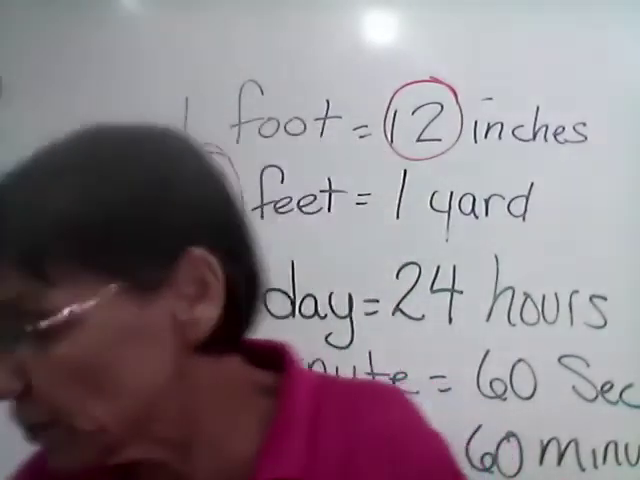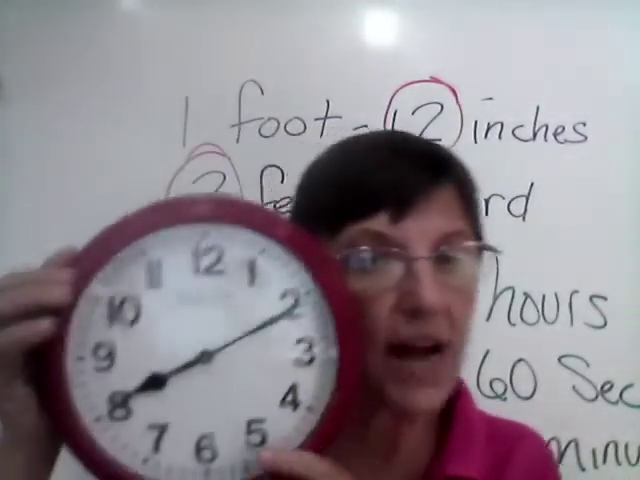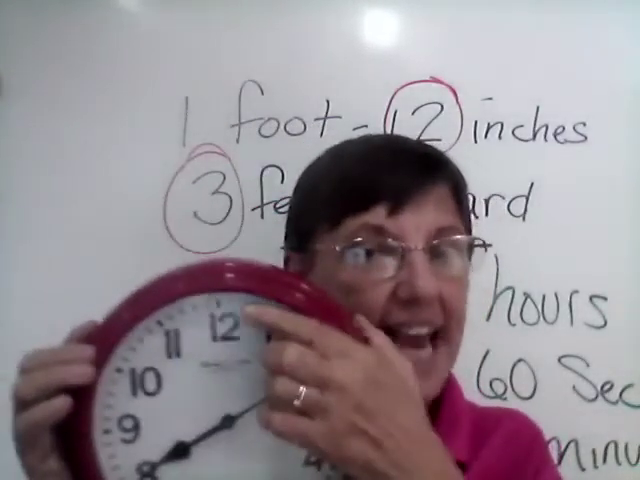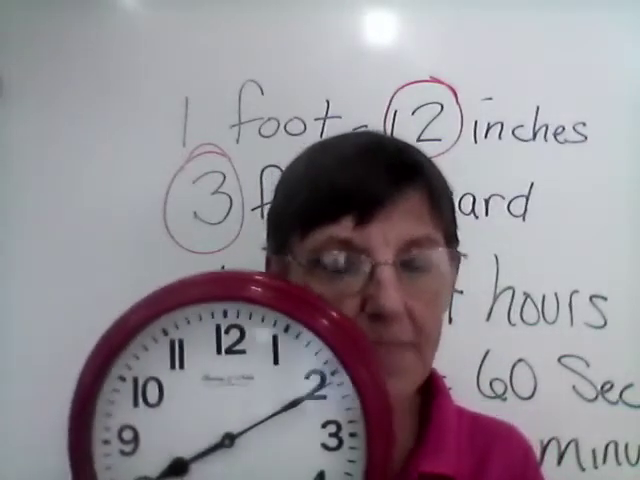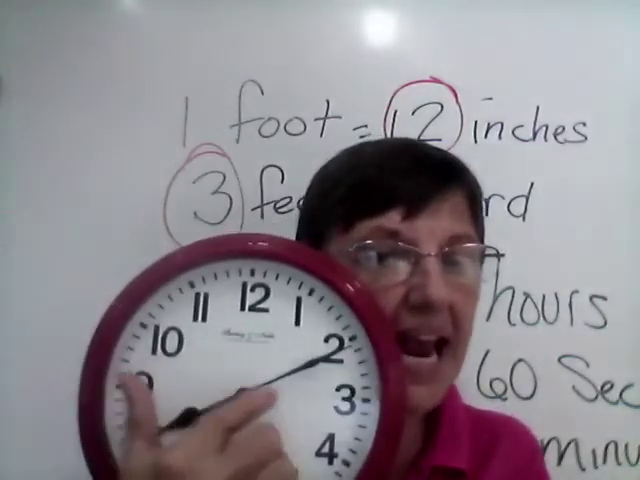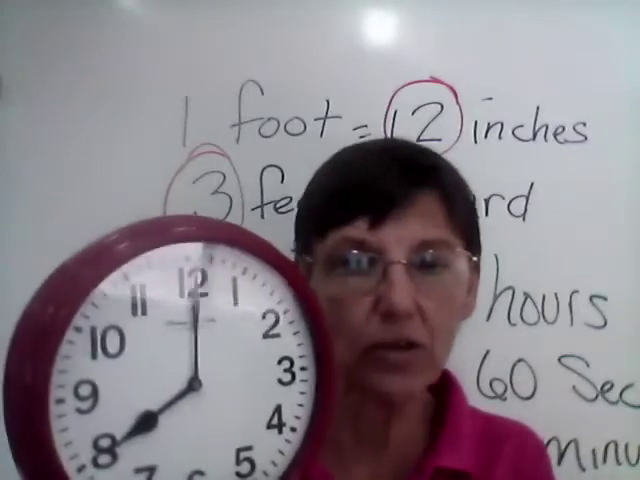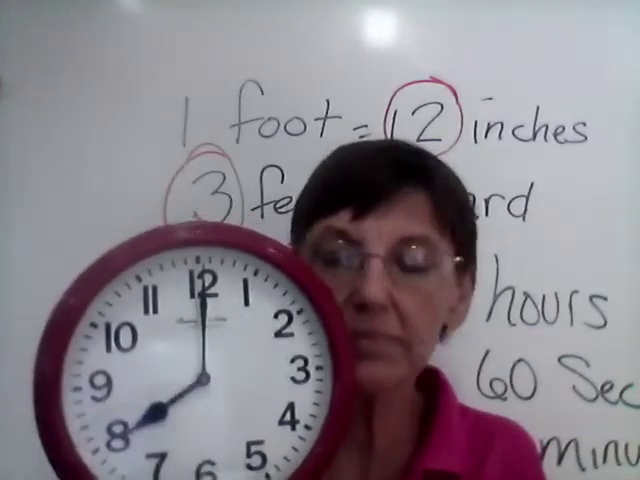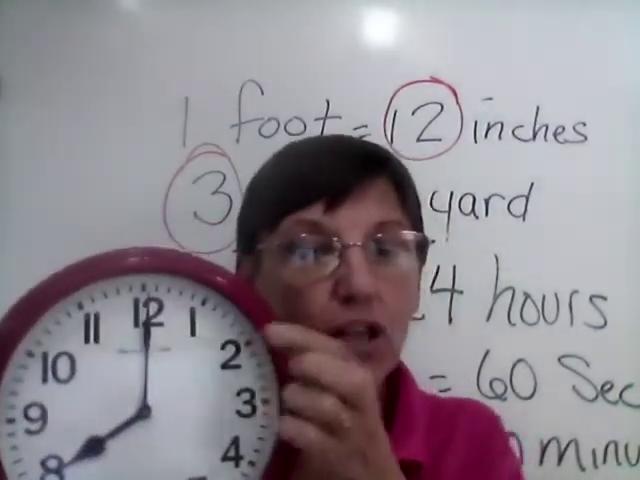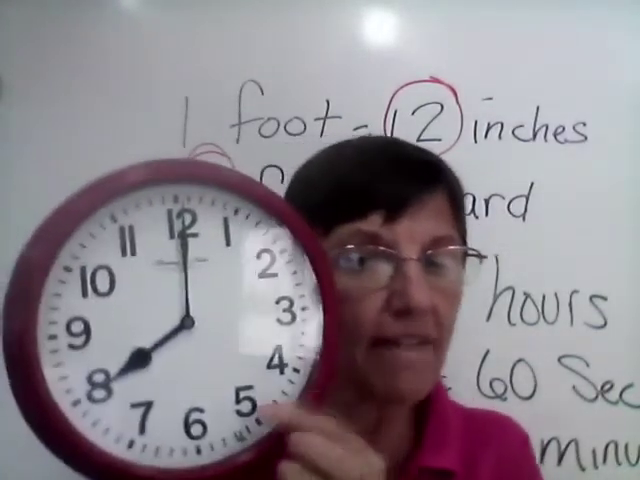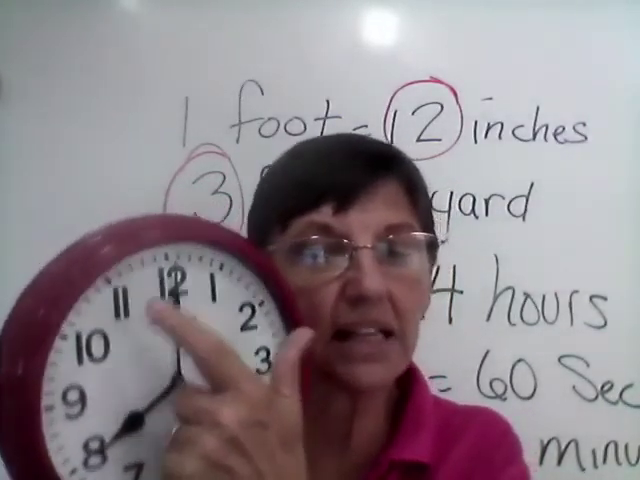Now, we started working with time, right? Here's our clock, and the numbers are 1 to 12 on it, right? The day starts at 12 o'clock when you're sleeping, right? And that big hand goes around and around. The big hand tells how many minutes. The little hand tells what hour of the day it is. Is it 1 o'clock, 2 o'clock, 3 o'clock, 4 o'clock, 5 o'clock, 6 o'clock, 7 o'clock, 8 o'clock, 9 o'clock, 10 o'clock, 11 o'clock, 12 o'clock.